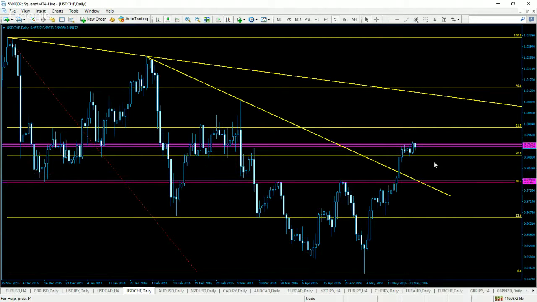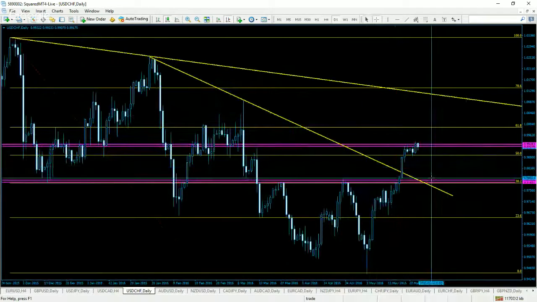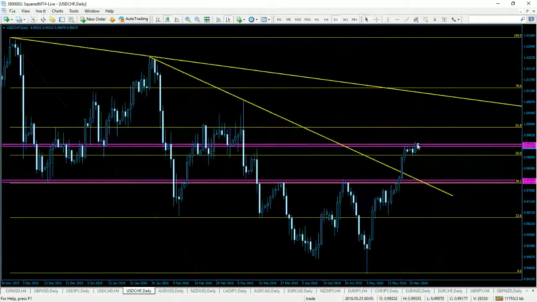So we're currently stalled at around the 99 mark, looking for price to break out above here and retest the 100 at around the 61.8% Fibonacci retracement from last year's highs. Now, the clear support level in the dollar Swiss at the moment, if we do see a move lower from here, is the breakout zone, which we used to get long.